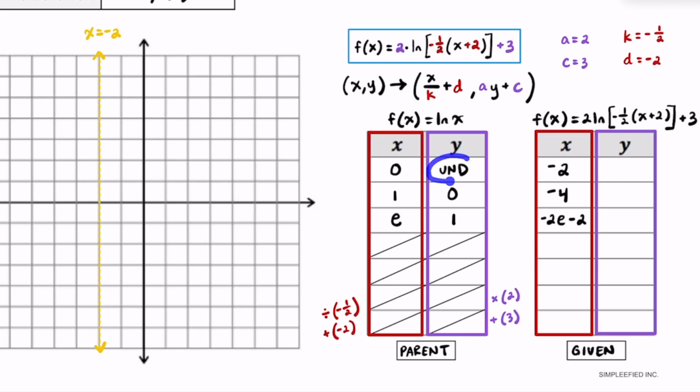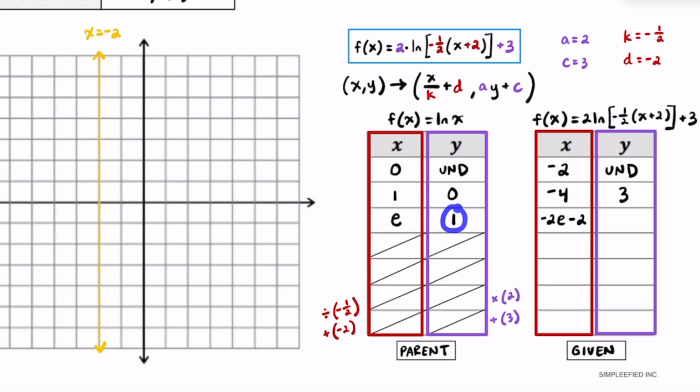First up, we have this undefined because we have a vertical asymptote here, and that's not going to change. So let's just say that our vertical asymptote just moved over 2 units to the left, which is what happened, and that's going to just stay as undefined here. Next, if we take the 0 and multiply by 2, that's still going to be 0, then plus 3, that's going to equal 3.